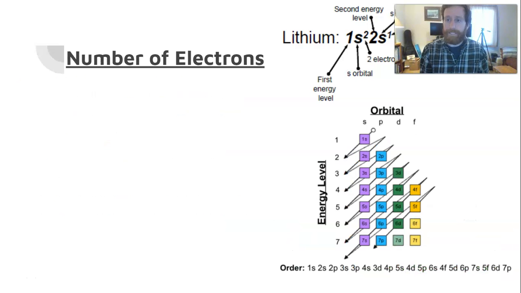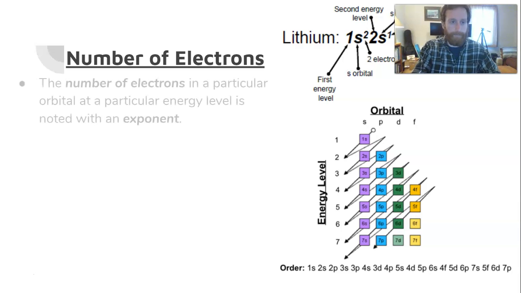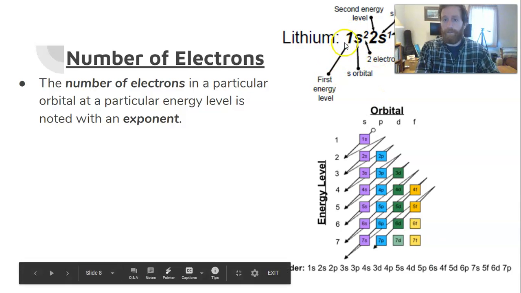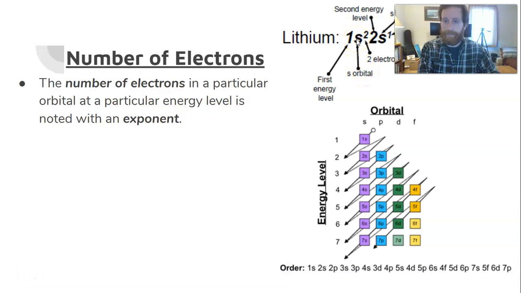All right, and then the last piece of electron configurations we said is number of electrons. How many electrons are actually there? So the number of electrons in a particular orbit at a particular energy level is noted with an exponent. So like we said up here in lithium, the big one represents the first energy level, the S represents the shape that orbital is in, and then the exponent 2 represents how many electrons are there. So again, I would read this as, in the first energy level, close to the nucleus, in a spherical shape called the s orbital, there are 2 electrons.